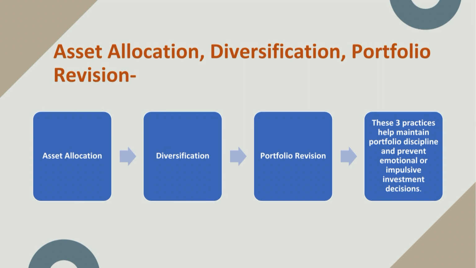Third is portfolio revision. The process of restoring, rebalancing, revising the original asset allocation when market movements cause a shift in proportions. It is the periodic adjustment of the portfolio to maintain the original or desired asset mix, ensuring alignment with the investor's risk return profile over time. So, these three practices help to maintain portfolio discipline and prevent emotional or impulsive investment decisions.